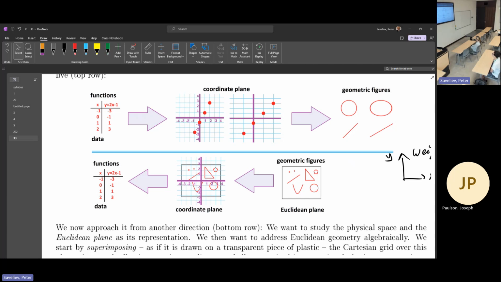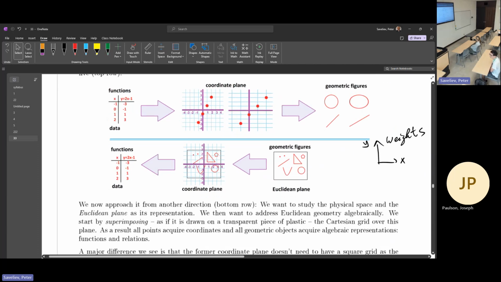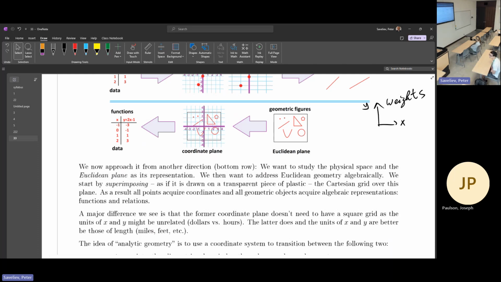X and Y have the same units, and then we can do geometry that used to be on the plane, now on the piece of paper. Now we can do what we call analytic geometry and do measurements in terms of the coordinates. So that's how you transition from a Euclidean plane to a coordinate plane: you place a transparent piece of plastic with a grid on it. You can place it this way, that way, that makes no difference. And then you start measuring things.